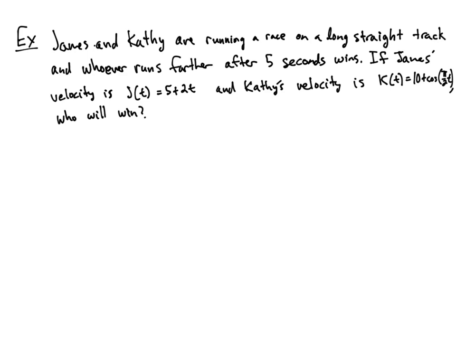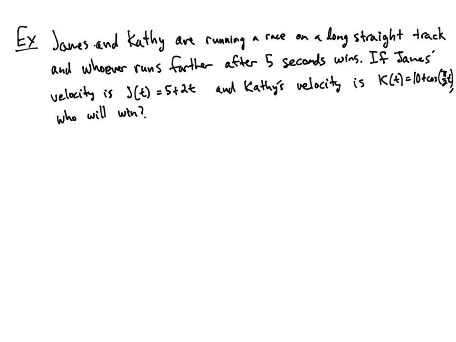We'll do one last example. It says, James and Kathy are running a race on a long straight track, and whoever runs farther after 5 seconds wins. If James's velocity j of t is equal to 5 plus 2t, and Kathy's velocity k of t equals 10 plus cosine of pi over 2 times t, who will win?